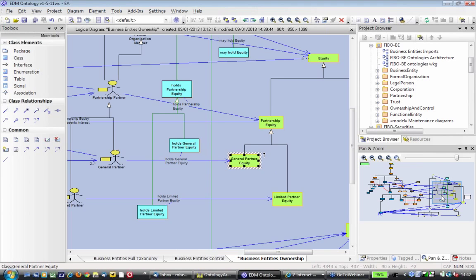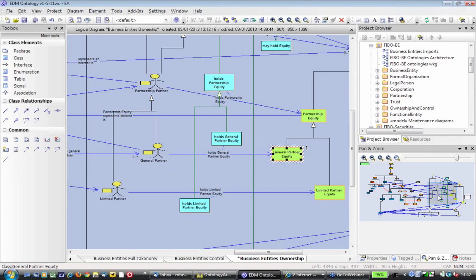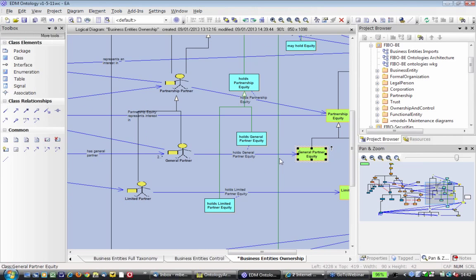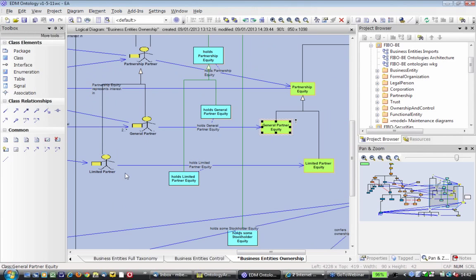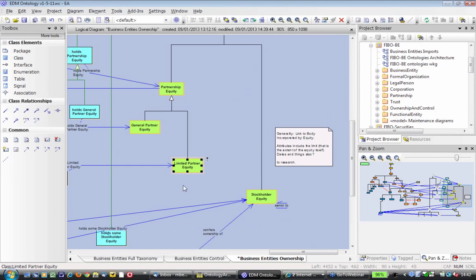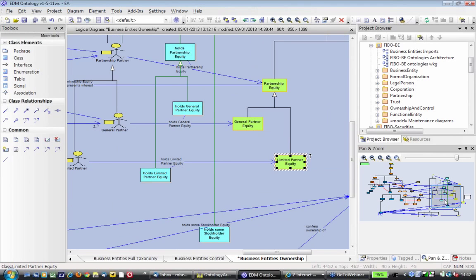Then under partnerships, and this is where we wanted to take it away from just limited companies and start this process of abstracting upwards, we have partners in general, which hold some kind of partnership equity of some sort. The only sorts of partnership equity you actually find are general partner equity and limited partner equity. Now, I haven't created an explicit link between the general partner equity and the liability that goes with that. That's something I'd like to think about.